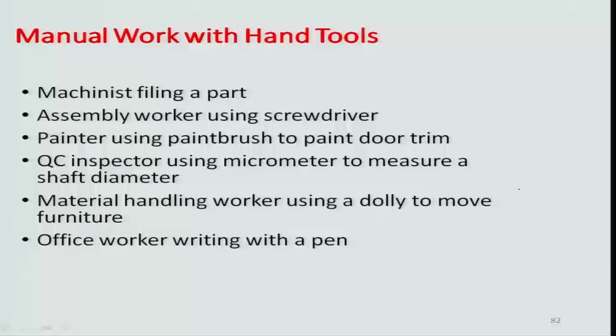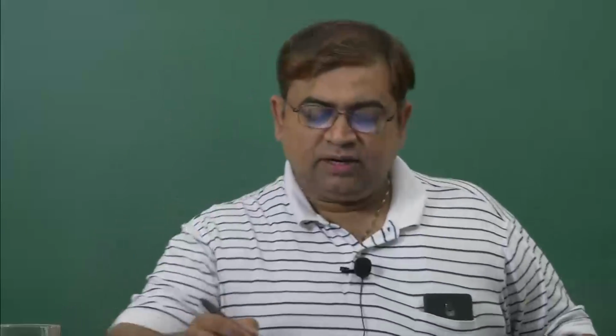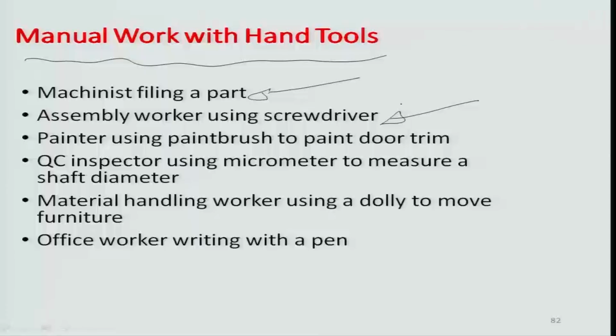Let's talk now of manual work with hand tools. For example, a machinist filing a part is a manual effort on the part of an operator, again a manual work system. There is a part and a file of a particular grade. You choose the grade, then rub the file on top of the part, inspecting every time. So a lot of hand-eye coordination and effort is involved. An assembly worker using a screwdriver is again manual work with a hand tool.